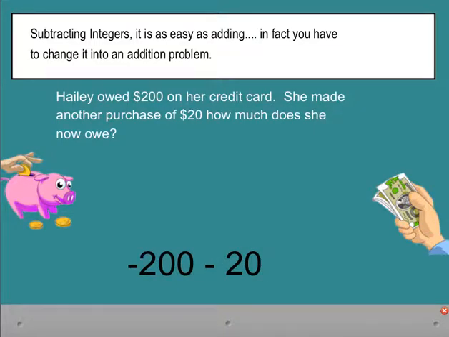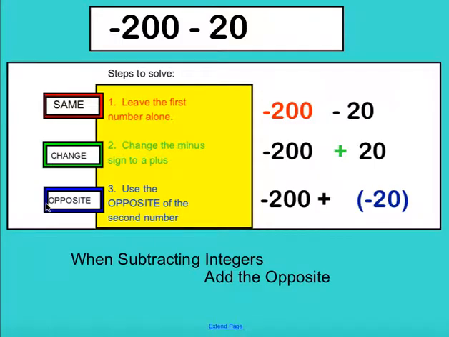Well, we can actually change this into an addition problem so that we can look at those addition rules rather than trying to remember how to subtract. So what we can do is say we have this process where we basically do two different inverse operations. We leave the first number alone, as negative 200. We change the minus sign to a plus, that's our first inverse operation. And then we're using the opposite of the second number, so that's our second inverse operation.